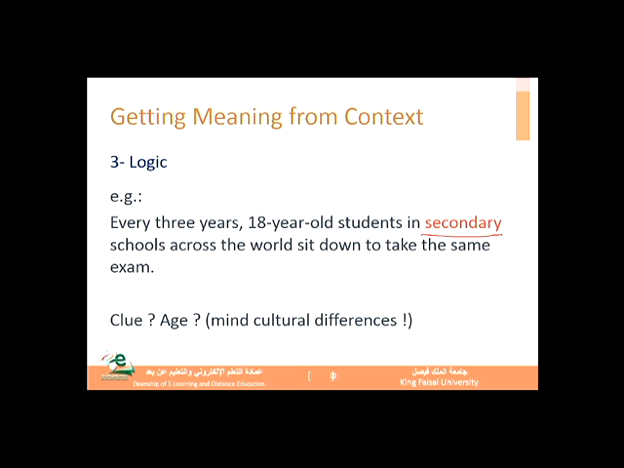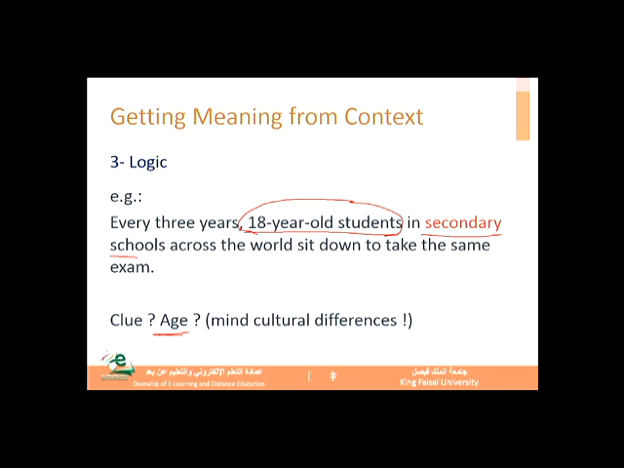In this case, we have age. The age of students can tell you what stage the students are at. So for example, every 3 years, here there's nothing to tell us about the meaning of the word secondary. Here we have 18-year-old students in secondary schools. The rest is not really important because there are no cues that tell us the meaning of the word secondary.